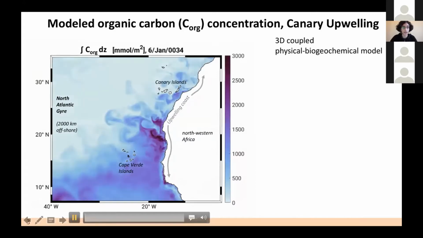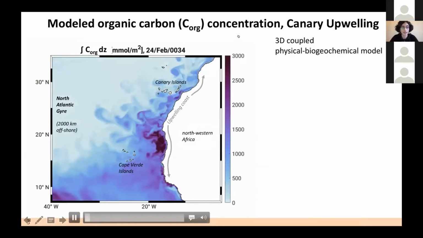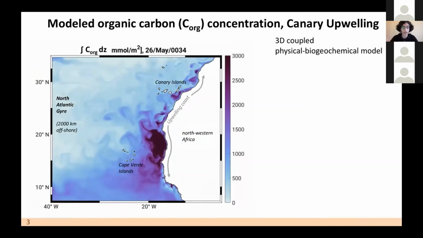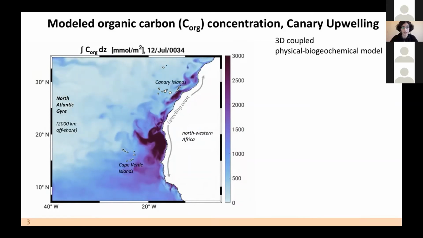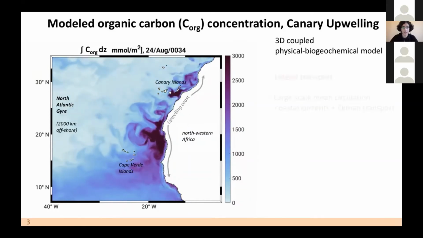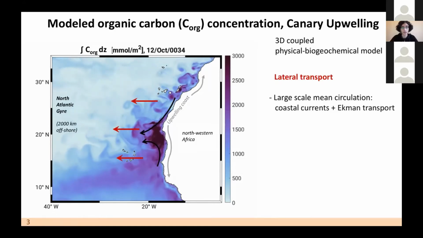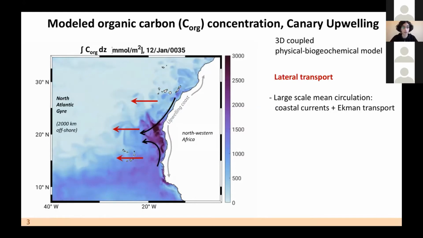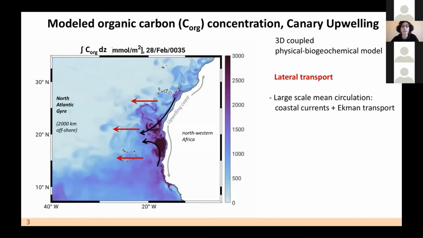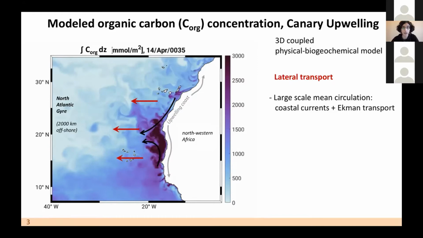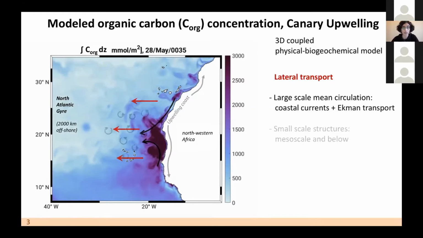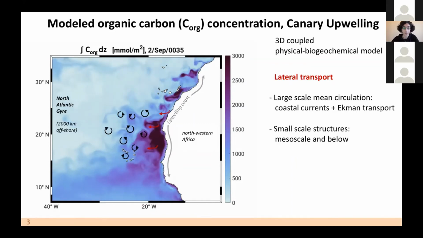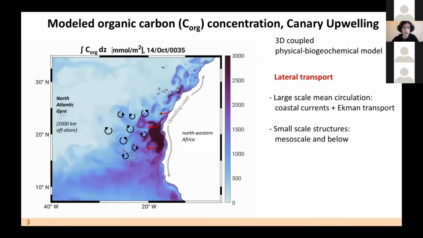So just look at the organic carbon concentration in this biogeochemical model, and you can see that the organic carbon that gets produced at the upwelling coast gets exported laterally. There is a strong lateral transport from the productive regions towards the North Atlantic gyre, so towards the low productive regions. And this happens not only through mean circulation processes like coastal currents, Ekman transport, but also thanks to very fine small-scale structures such as upwelling filaments and mesoscale eddies offshore.